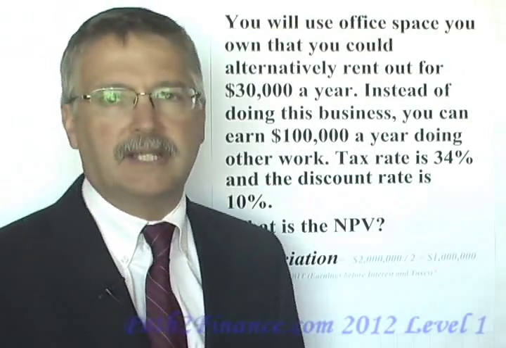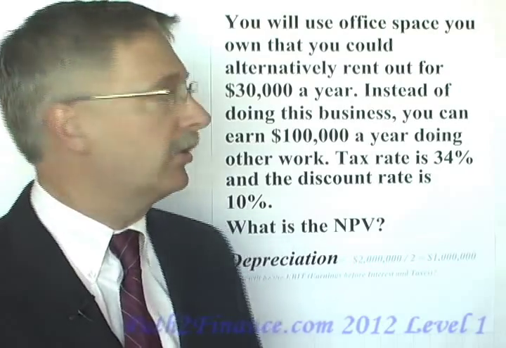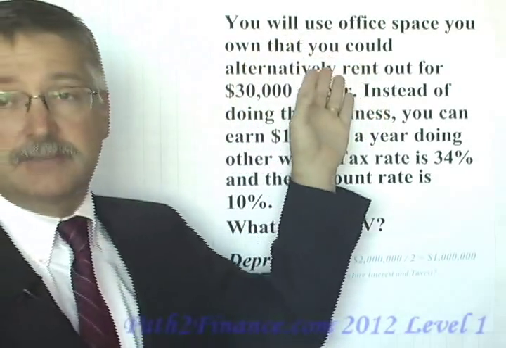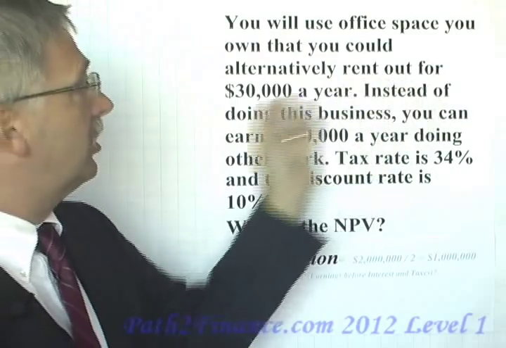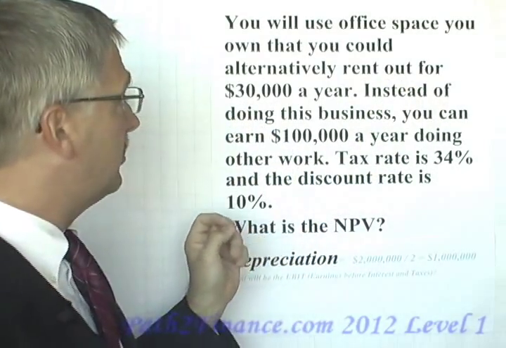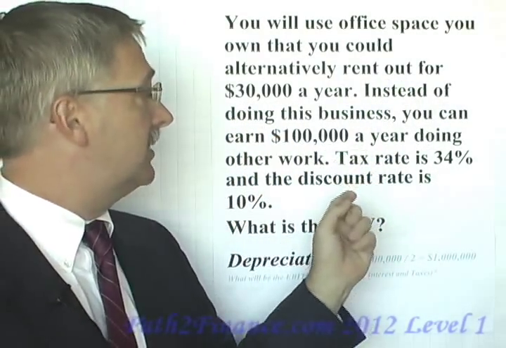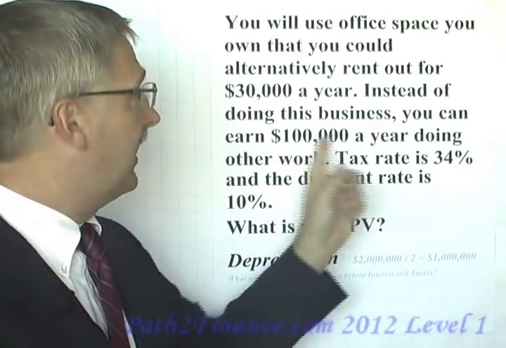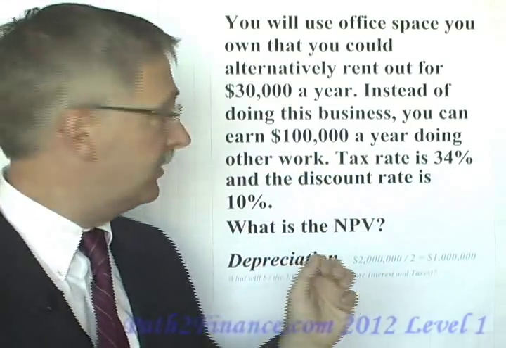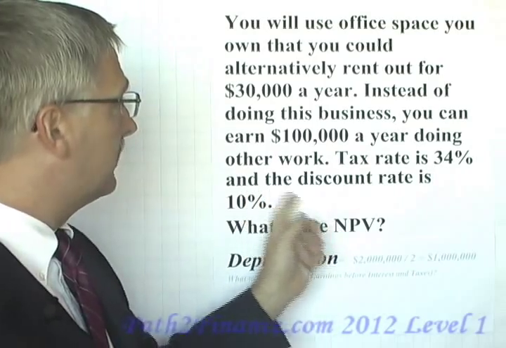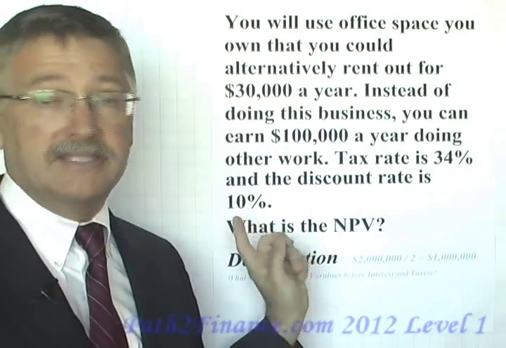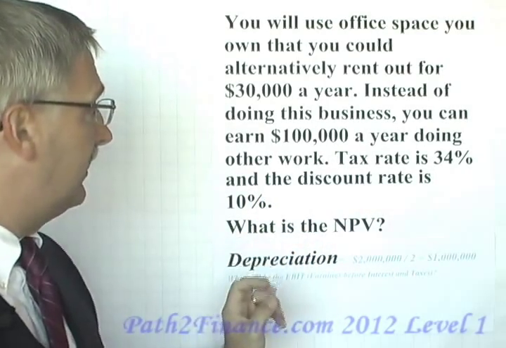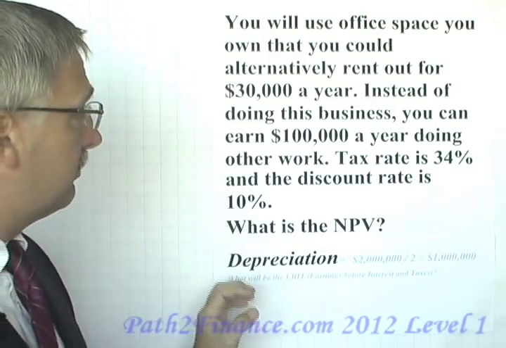Now, with a few more details on our hypothetical computer leasing business, we have some office space that we own that we could alternatively rent out for $30,000 a year. And instead of doing this business, we could earn another $100,000 a year doing something else. The tax rate is 34% and the discount rate we require is 10%. What is the net present value of this project?